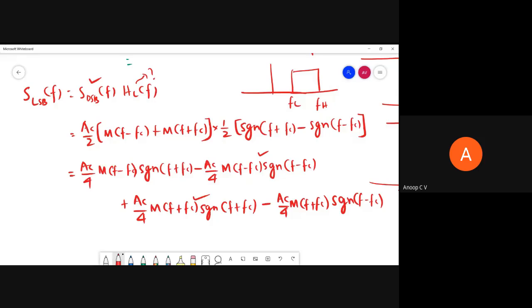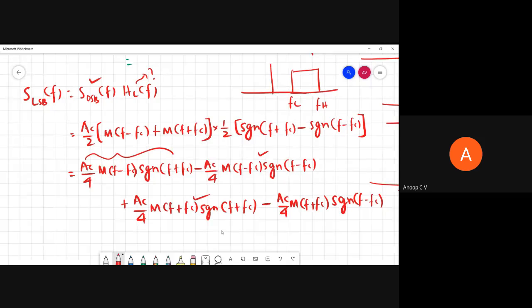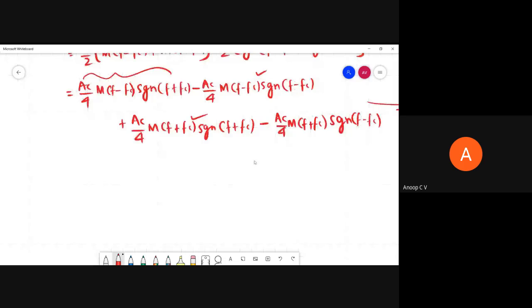So just keep in mind, whatever terms we have here, if both arguments are F minus FC or both are F plus FC, we don't have to alter them, but we have to inspect the other terms. One is AC by 4 M of F minus FC into signum of F plus FC, and the other is M of F plus FC into signum of F minus FC. So maybe you can try and change these. How to do that? For M of F minus FC into signum of F plus FC, we'll just try and see what it is.